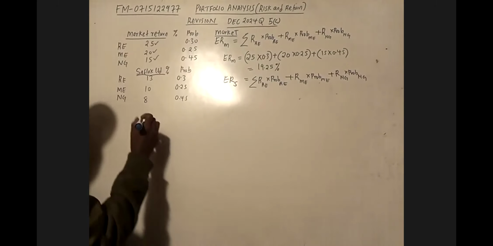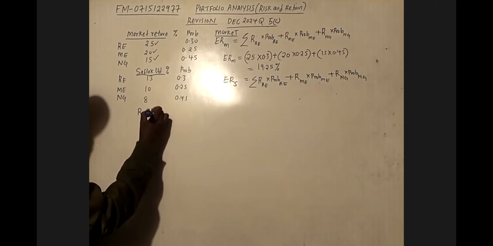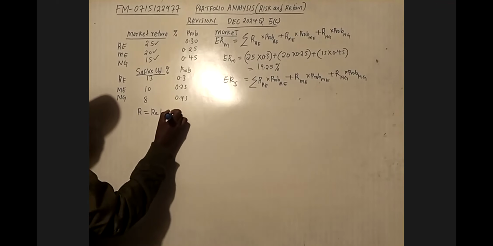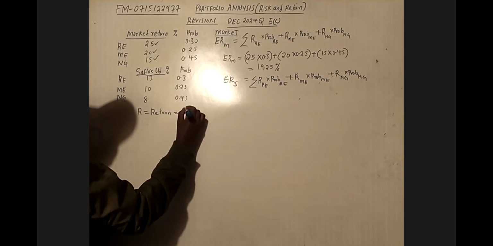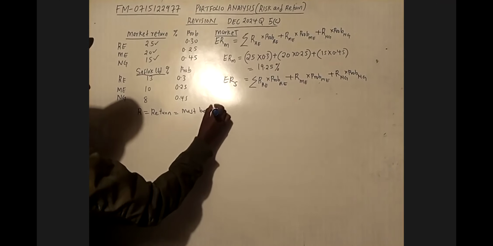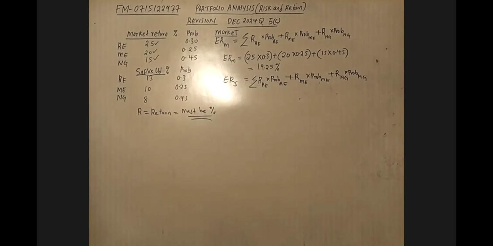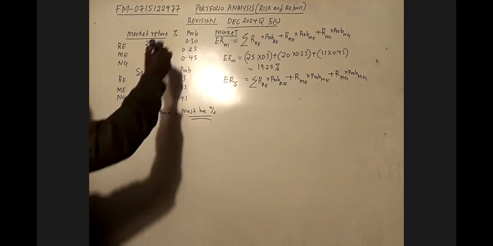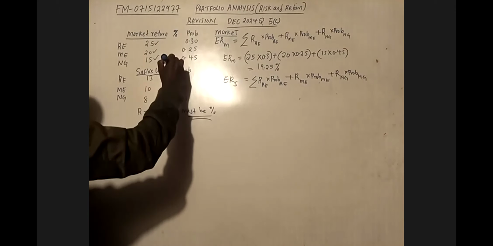Remember this R means return. Return must be in percentage. If it is not in percentage, you need to convert it to percentage. But here the question is already in percentage, so we do it directly because the items are already in percentage.